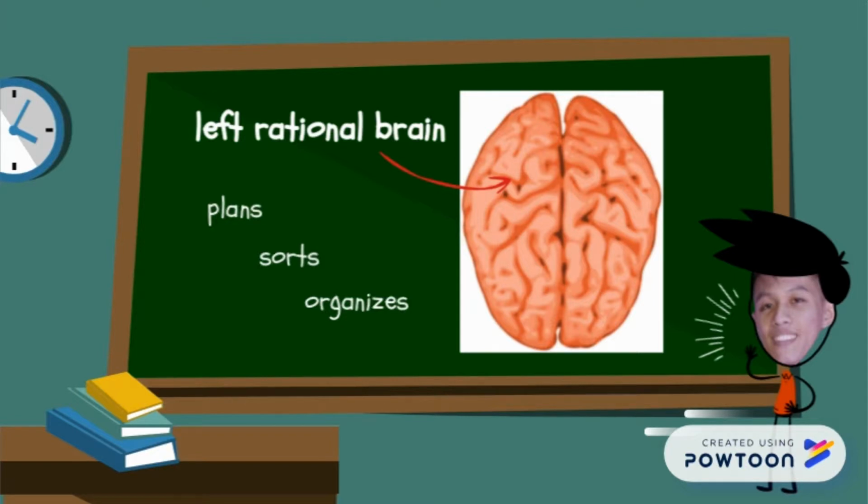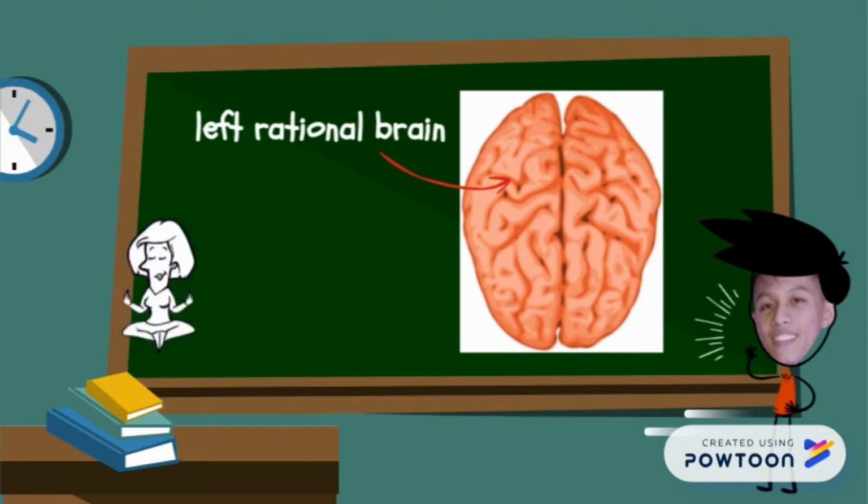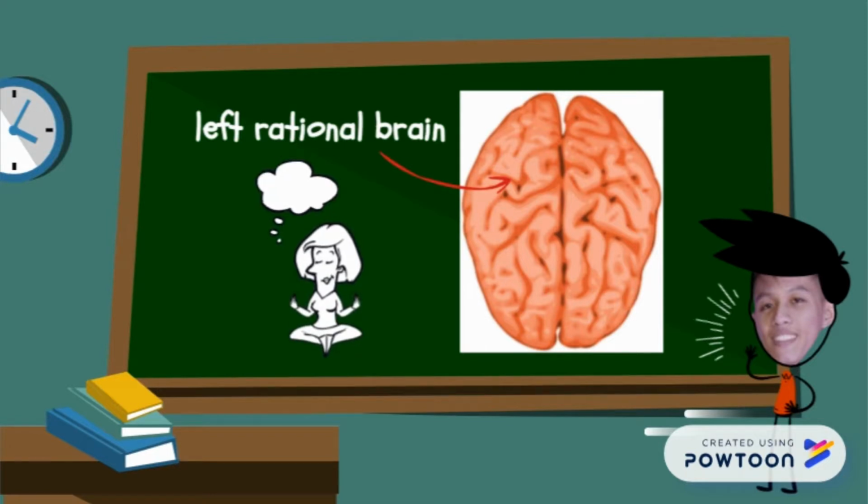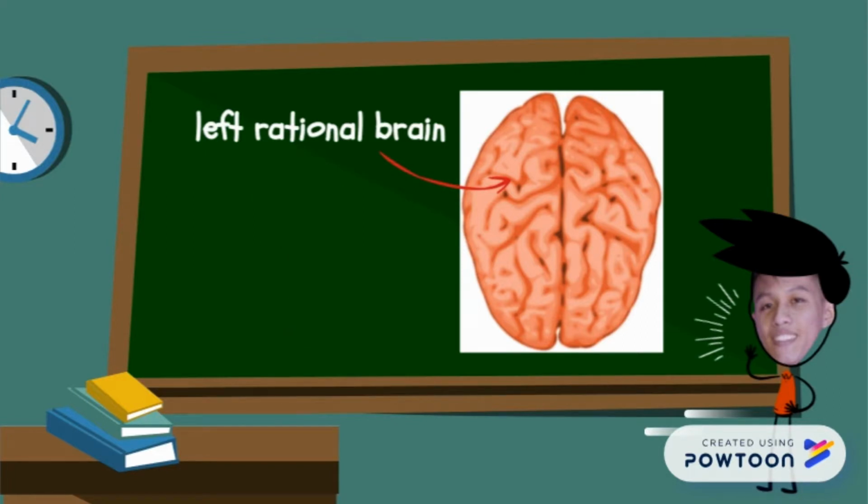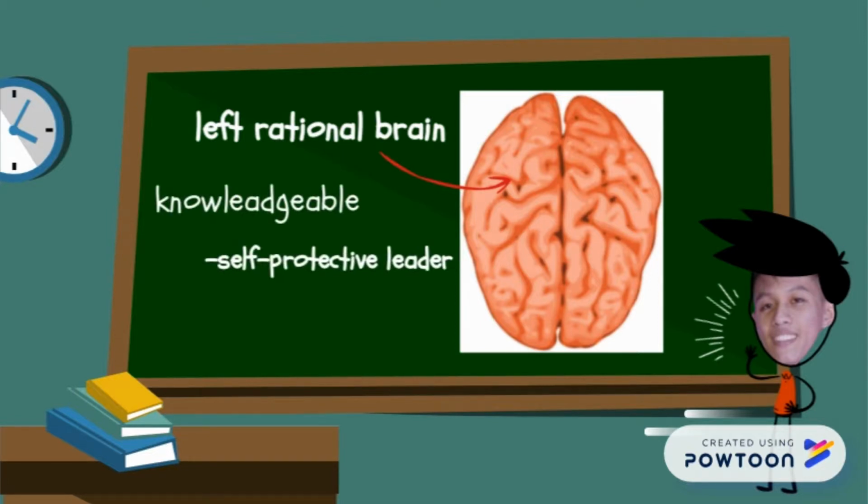When it comes to the left rational brain, you need to reflect and think about if you'd rather be in control or you need to be knowledgeable. If you'd rather be in control, then you're a self-actualizing leader. On the other hand, if you'd rather be knowledgeable, then you're a self-protective leader.